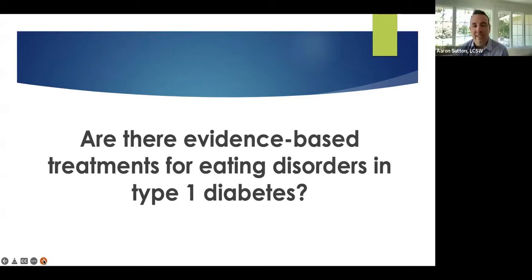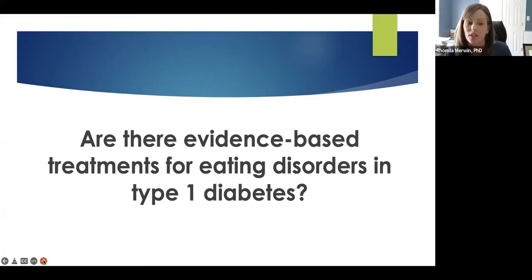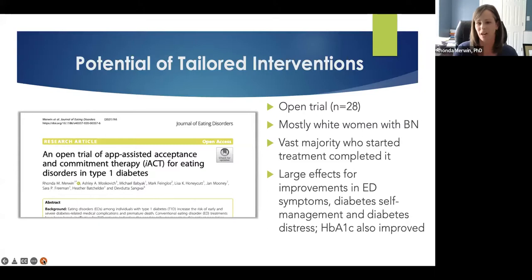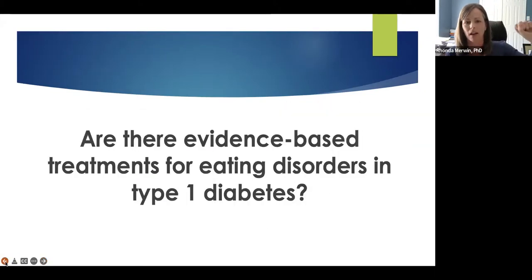So what type of treatments, Rhonda, are available for people with eating disorders that have type 1 diabetes? So this is a multi-point question here, because we have our adolescent. We're actually not going to go to the tailored interventions quite yet. We're going to talk a little bit about the adolescents first, and then the adults. So I'm going to pass the baton to Claire because she does the adolescent work.